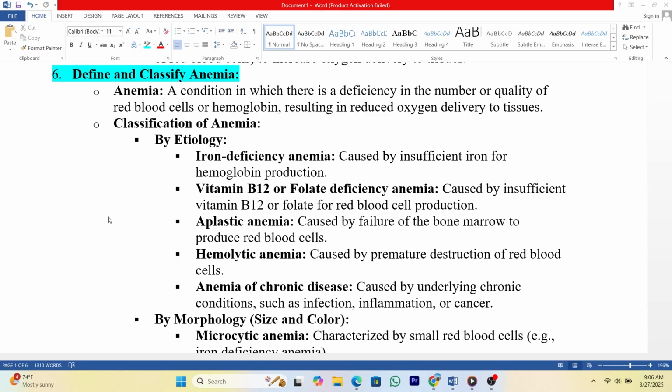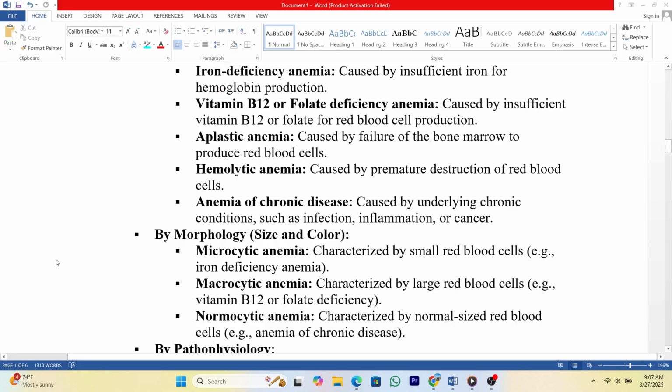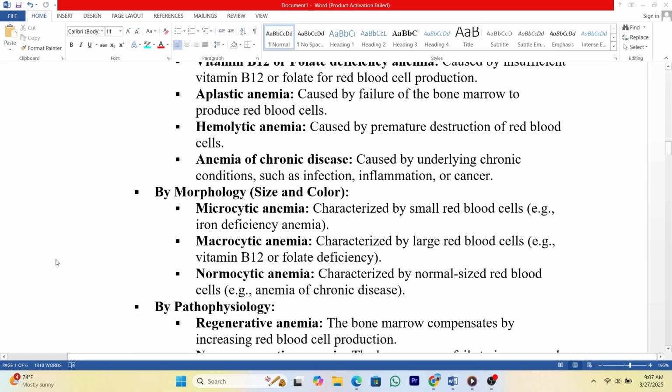Iron deficiency anemia, caused by insufficient iron for hemoglobin production. Vitamin B12 or folate deficiency anemia, caused by insufficient vitamin B12 or folate for red blood cell production. Aplastic anemia, caused by failure of the bone marrow to produce red blood cells. Hemolytic anemia, caused by premature destruction of red blood cells.